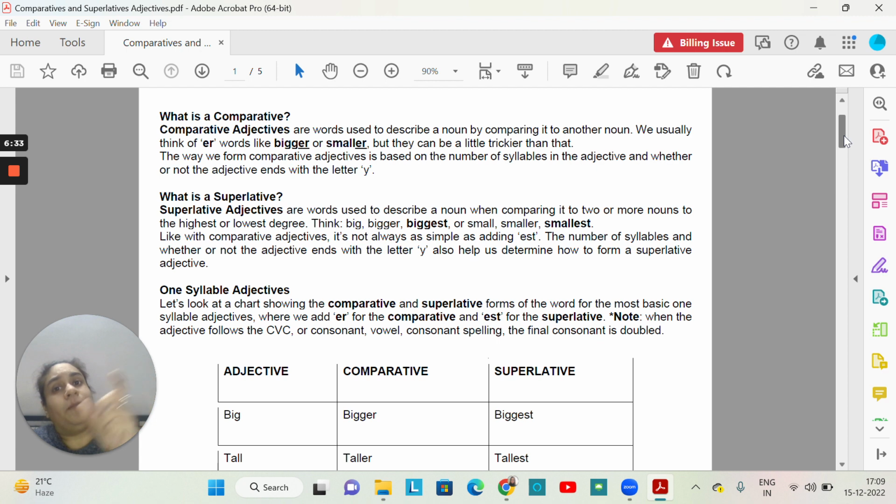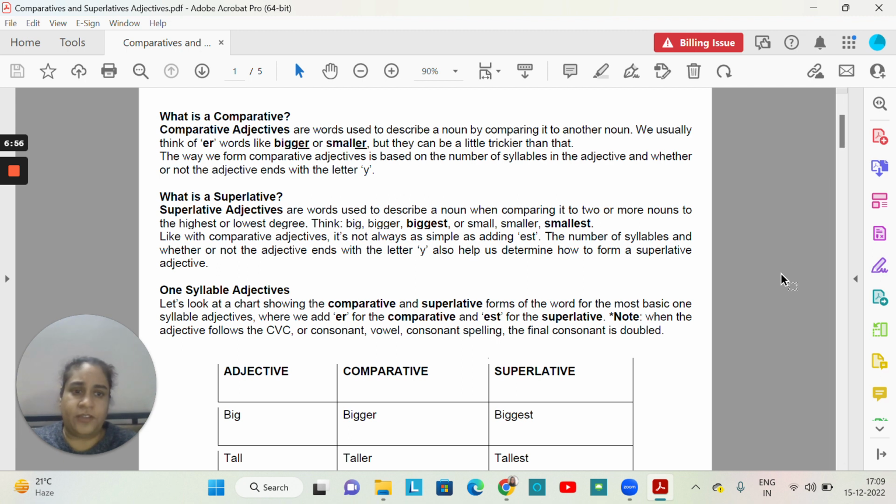Better is a comparative adjective. Gaurav is better than Rakesh in maths. I'm comparing between two boys. Better. But now I have to compare Gaurav with the entire class of 15 students. Gaurav is the best in the class. Superlative adjective. That is all you need to understand.